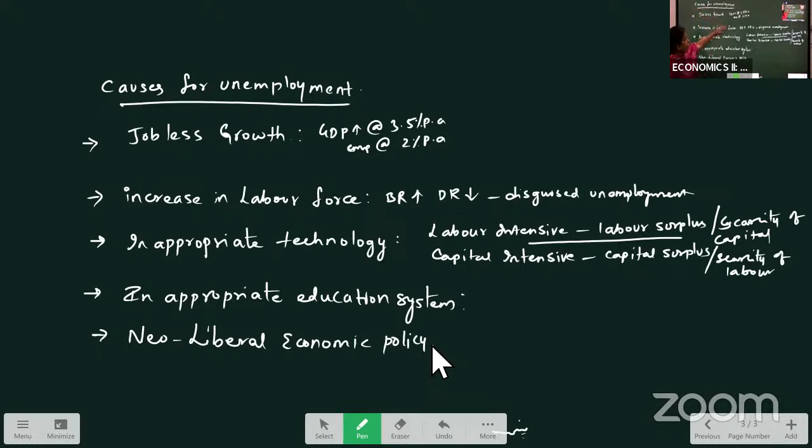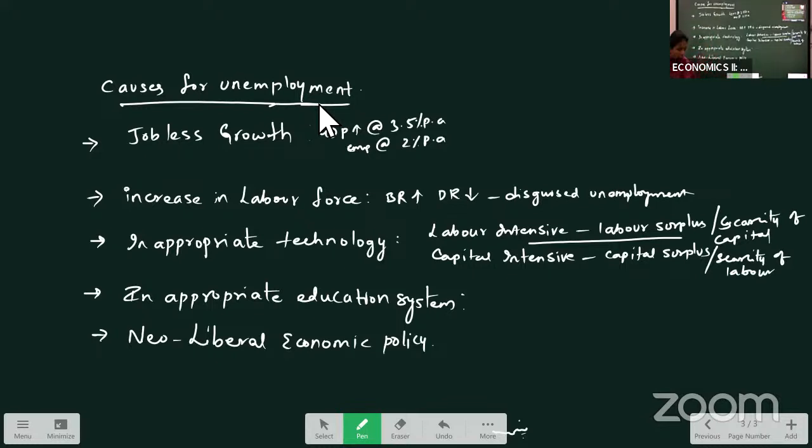Jobless growth. As the GDP increases, employment also should increase. In the beginning, GDP and employment were going hand in hand. But suddenly, the employment growth rate declined, which caused a gap between GDP increase and employment increase. So, as the jobless people are increasing year by year, jobless growth is increasing, and unemployment is created in the country. Next, increase in the labor force. Labor force means who? Workforce.